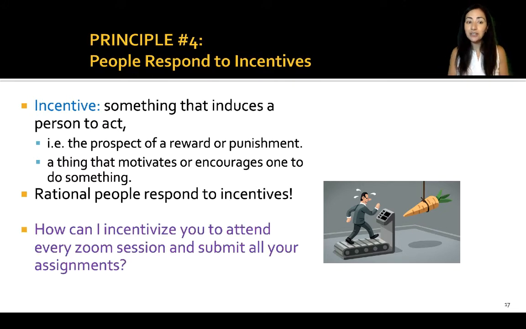Here's a question for you guys that you can consider during our next Zoom session. How can I incentivize you to attend every Zoom session and submit all your assignments? I'll let you guys have a think about that.